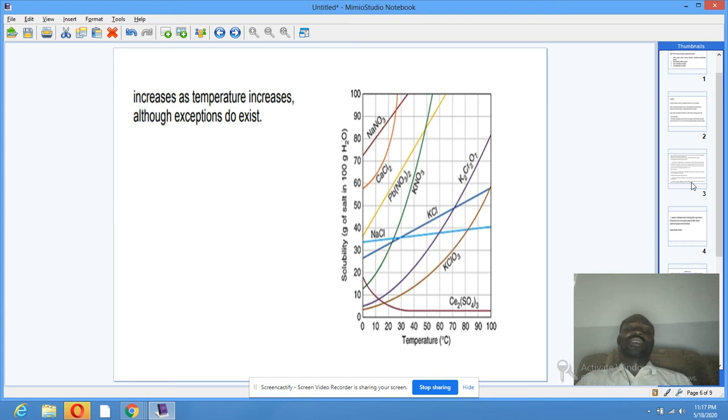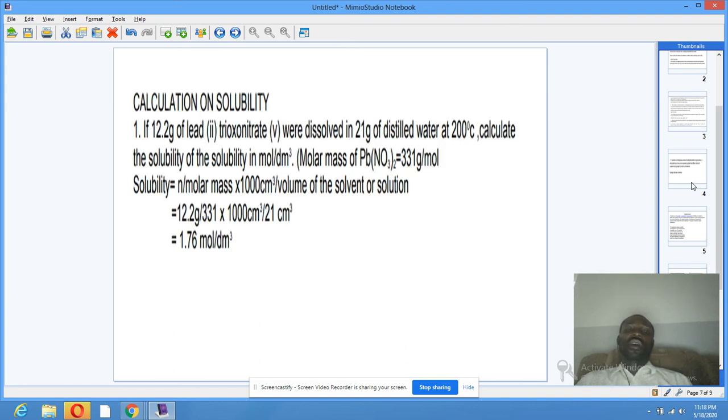Solubility increases as temperature increases, although there are exceptions. We can see from this curve that the solubility of sodium trioxocarbonate(IV) increases as temperature increases. The same thing with calcium chloride until a certain point, and lead(II) trioxonitrate(V), except for cerium(III) sulphate that decreases as temperature increases.